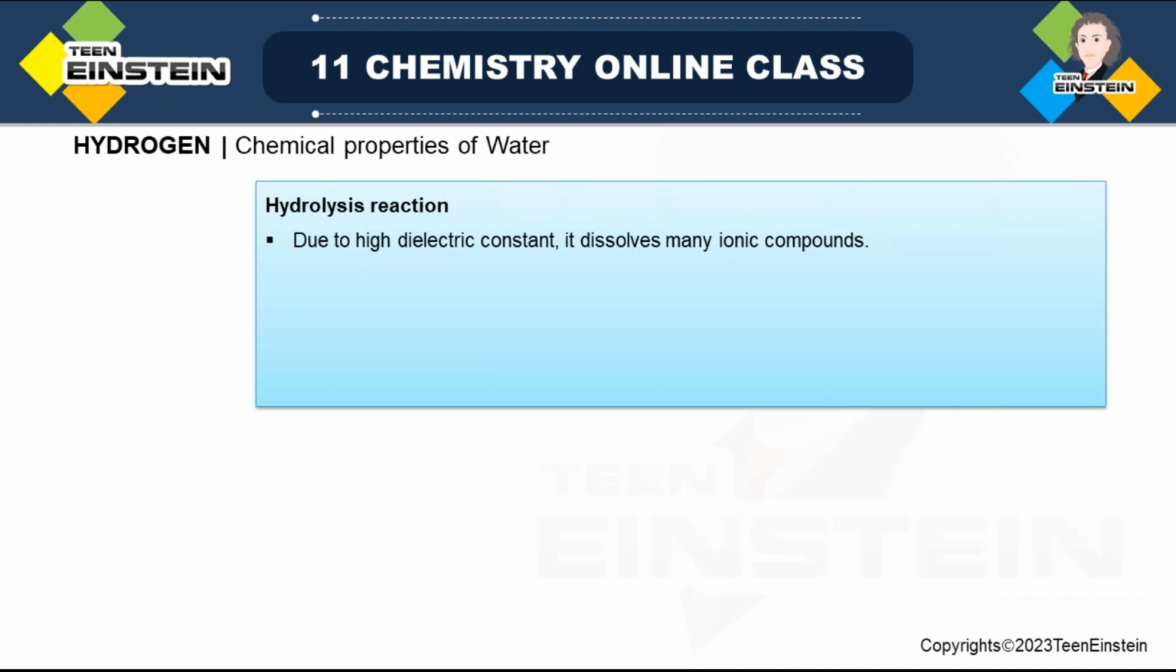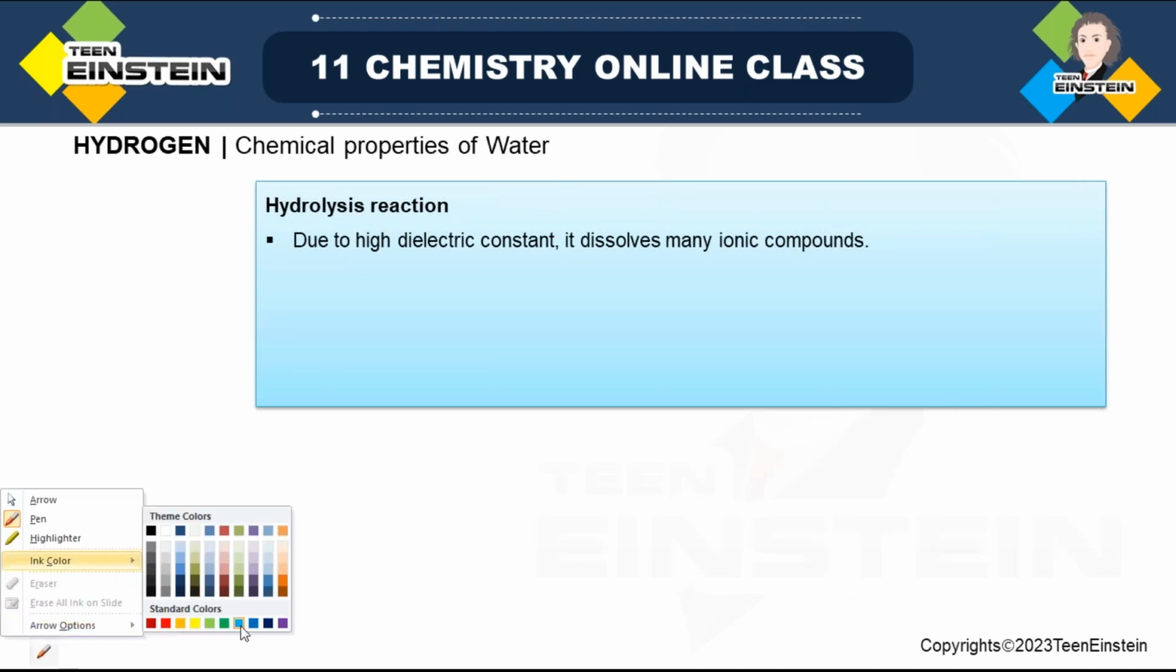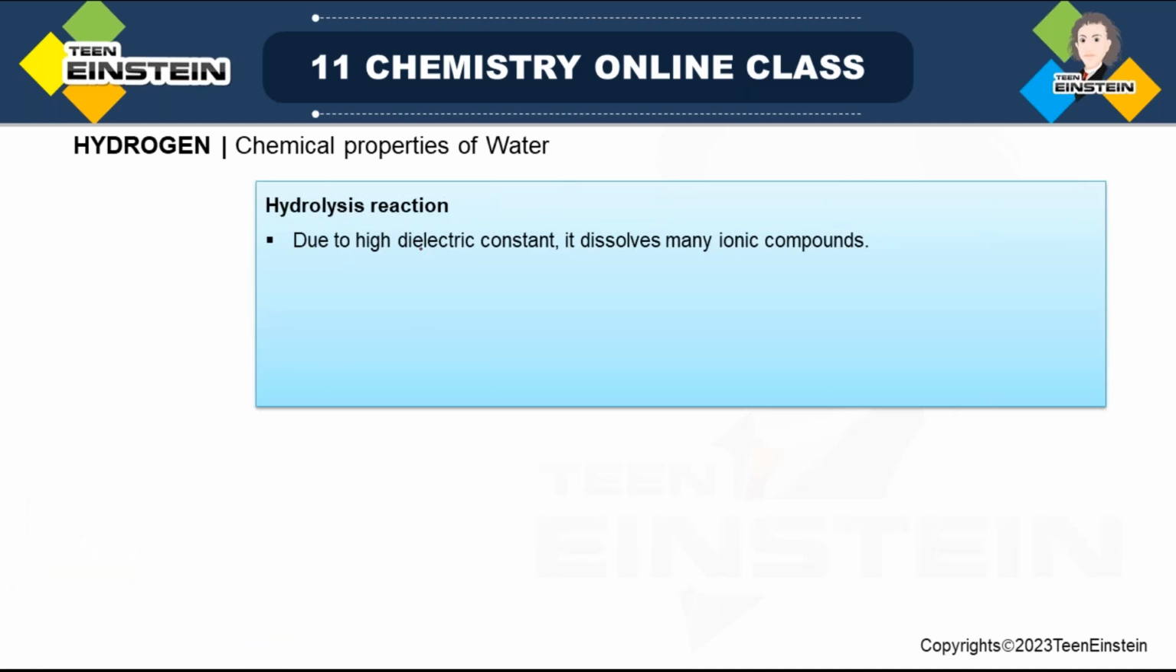The next chemical property, hydrolysis reaction. Hydrolysis reaction means now there will be some ionic compounds, and because of its high dielectric constant, water is very polar in nature. From a dielectric constant, you will be getting the idea of the solvent, how much polarity it has. Higher is the dielectric constant value, higher will be the polarity. So it can dissolve many ionic compounds.